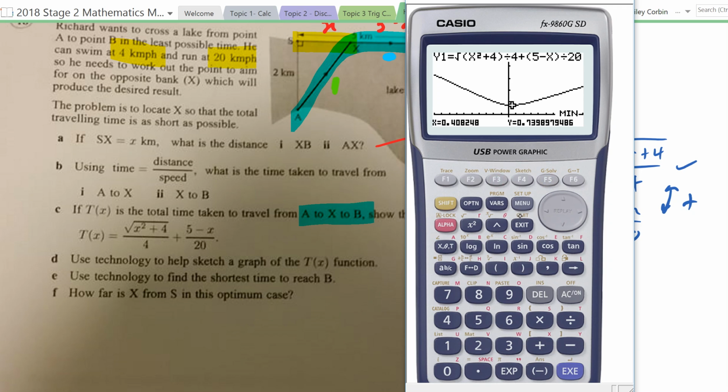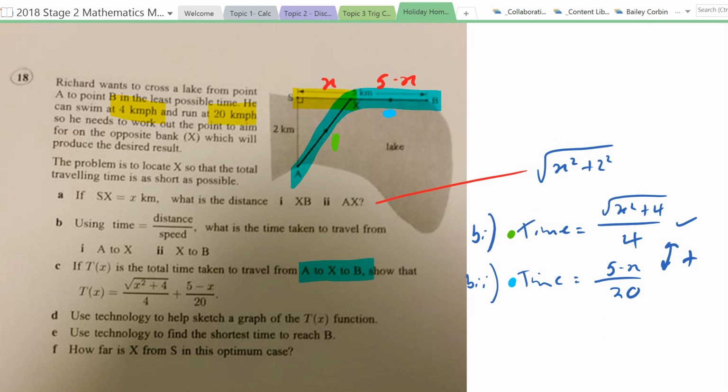Okay, so use technology to help find the shortest time to reach B. G-Solve, minimum. That's the shortest time. So that's when x is equal to 0.408248. Now note, that's not the shortest time, that's just the value of x which they should aim at. So this here is 0.408. And then to find the time, we would have to take that and sub it into the equation in the place of x. But it's okay, you can do that.